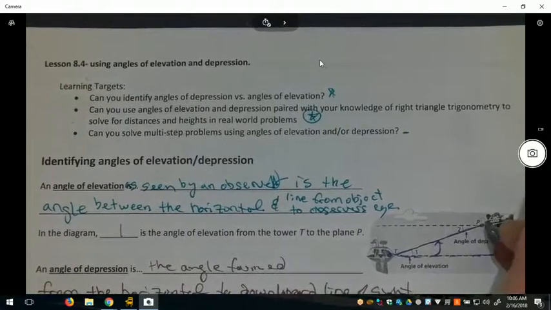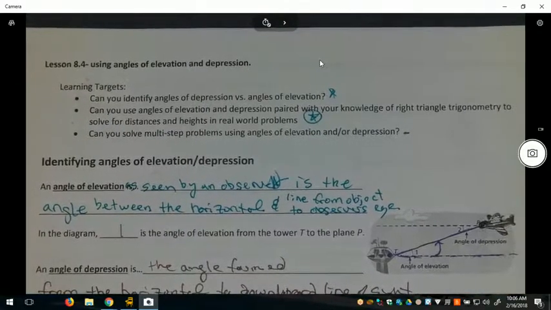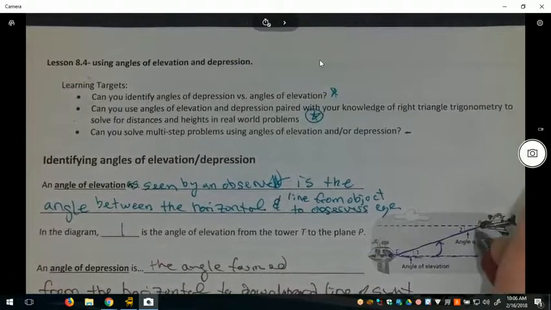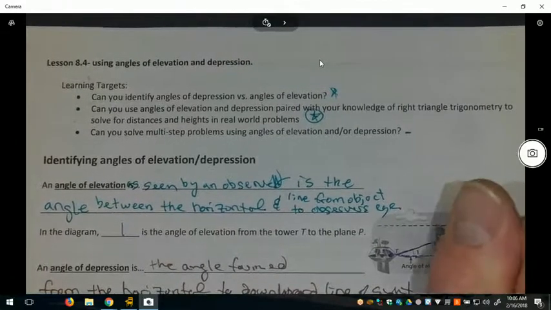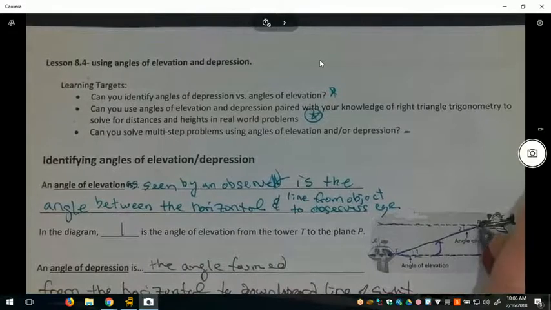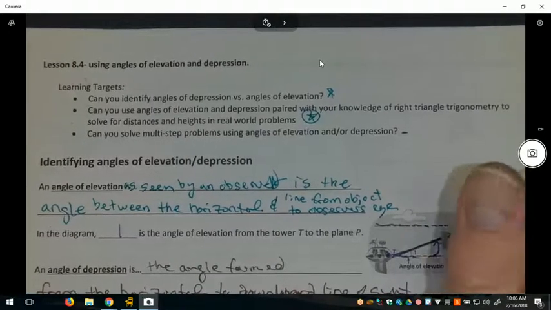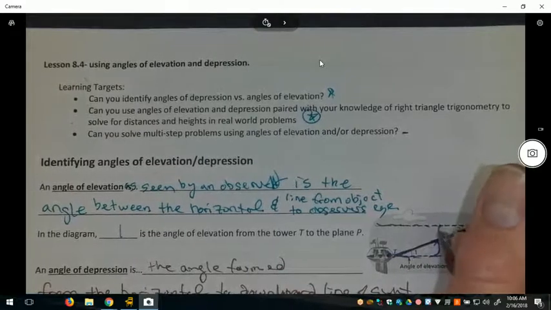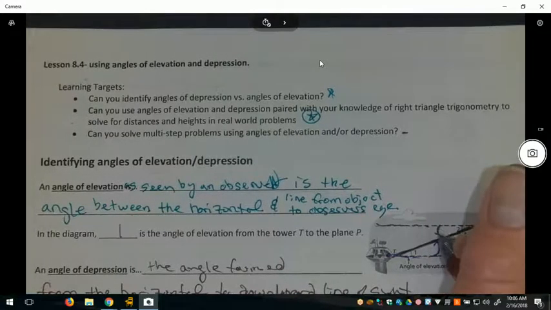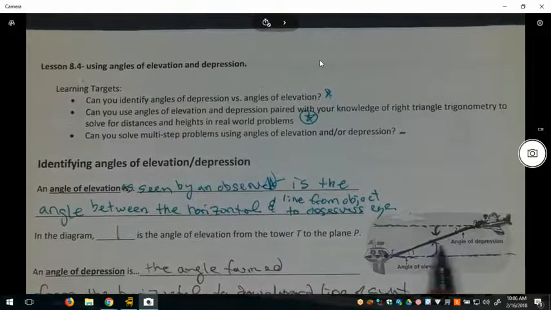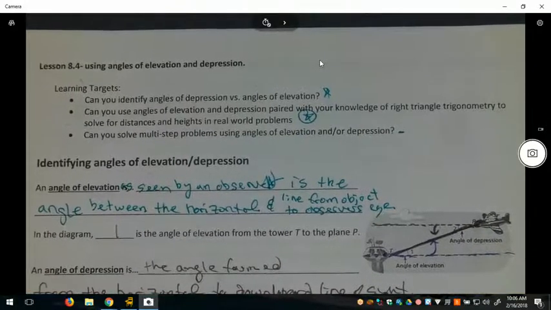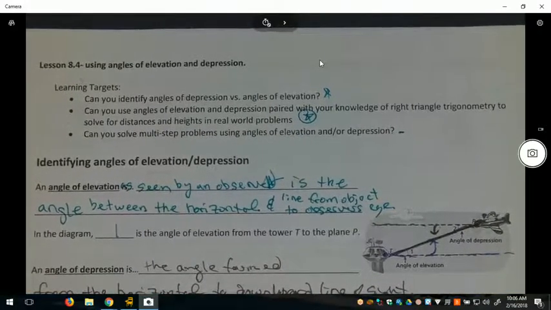So if you're the person sitting in the plane up here, or you're the tip of the plane, and you were looking straight out, that would be the horizontal. And then now you're actually looking down at the tower though. So your line of sight goes from what would have been you're looking straight out to now you're looking down. So that would be angle 2 in this diagram is the angle of depression.